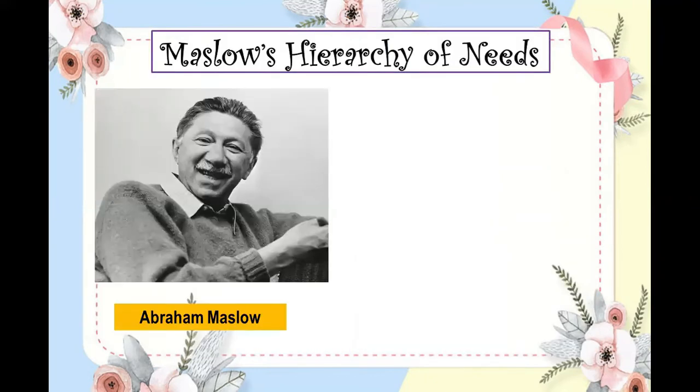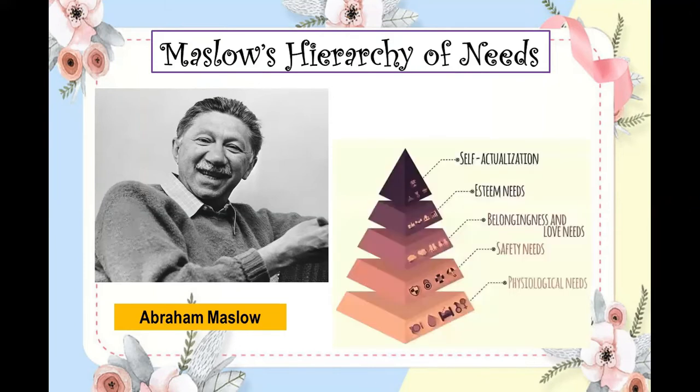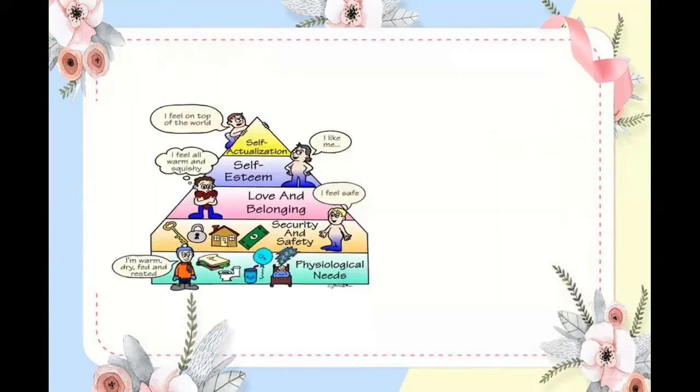Maslow's hierarchy of needs. It was proposed by Abraham Maslow. His book, A Theory of Human Motivation, published in 1943, remains one of the best-known and widely cited works in motivation. Maslow suggested that people have 5 needs and they are motivated to behave in ways that will satisfy their needs. From the bottom, the needs are physiological, safety, belongingness and love, esteem, and the highest is self-actualization.